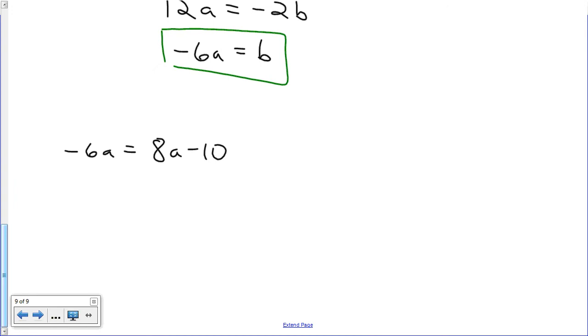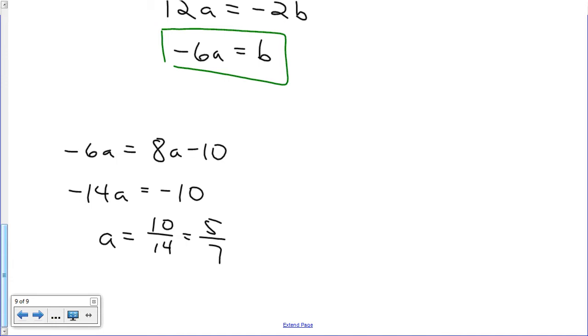That's our substitution. You can also use elimination. Technically, you can also use matrices on these to solve. It's up to you on what method you want to use. But let's solve this for a. I'm going to subtract the 8a to get a negative 14a is equal to a negative 10. And solving for a, when I divide by a negative 14, of course the negatives will cancel out. So you'll have 10 over 14, or that simplifies down to 5 over 7. So a turns out to be 5/7.